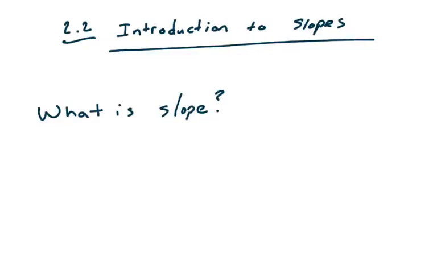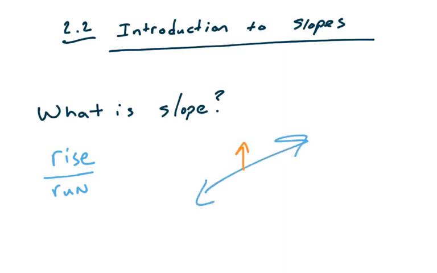Alright guys, welcome to Math 0314, Lesson 2.2, Introduction to Slope. So the first question is, what do we mean when we say slope? Well, a slope is typically defined as rise over run. And what that means is, if you have a line, every line has a certain amount that it rises and that it runs. Okay, and there's a couple ways of thinking about this.